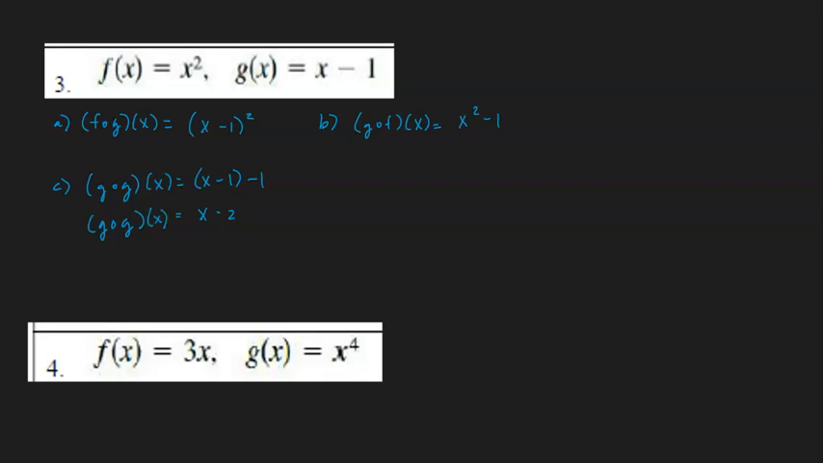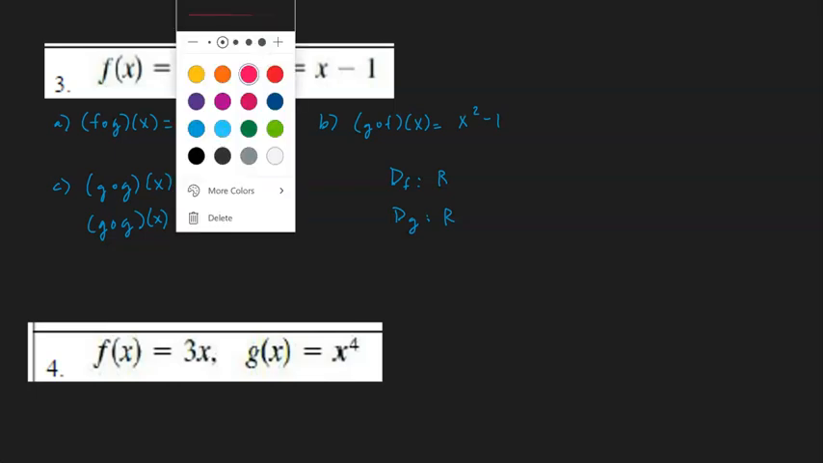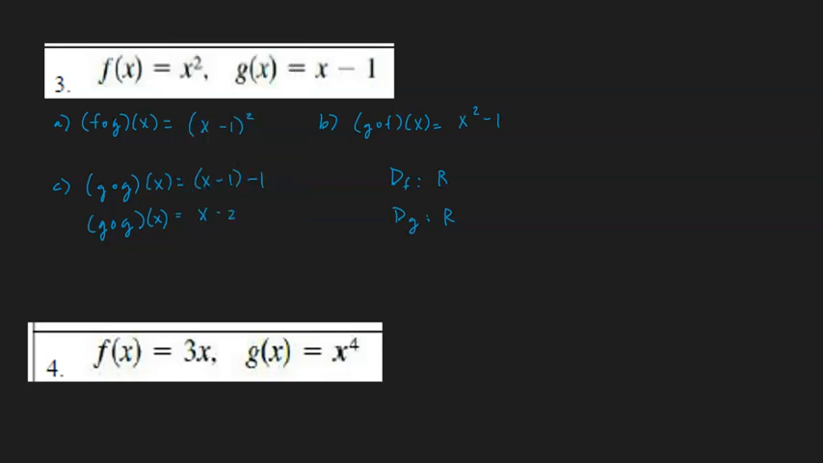Okay, once again, let's go ahead and look at the domain of f. The domain of the f function is going to be all real numbers. The domain of g is going to be all real numbers. So therefore, the domain of this composite function is all real numbers.